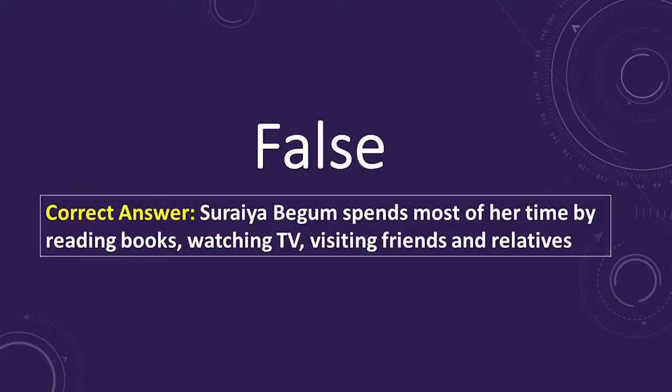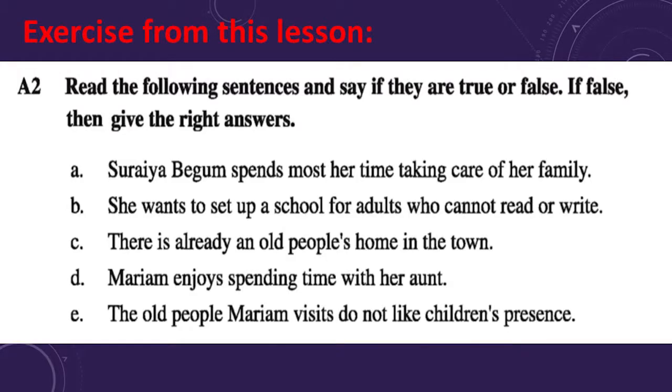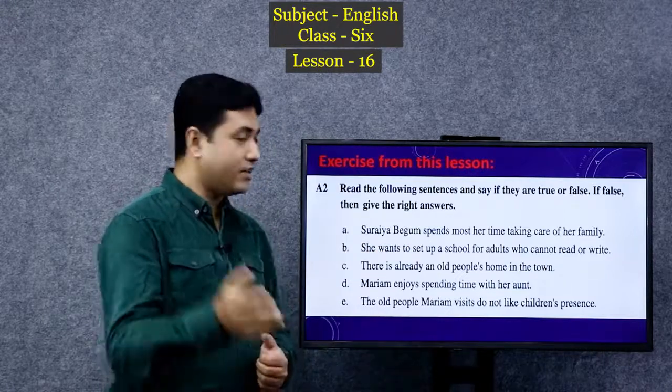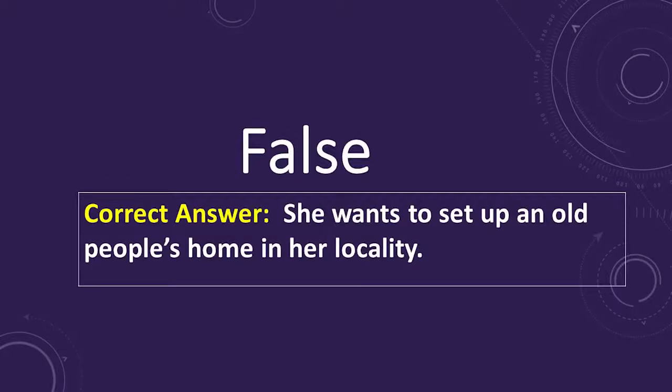The correct answer will be Suraya Begum spends most of her time by reading books, watching TV and visiting her relatives and friends. Number B, she wants to set up a school for adults who cannot read and write. As you have read the text, you have found out that she wants to set up an old people's home. She wants to do something for them. So, the statement is false. The correct answer will be she wants to set up an old people's home in her locality.